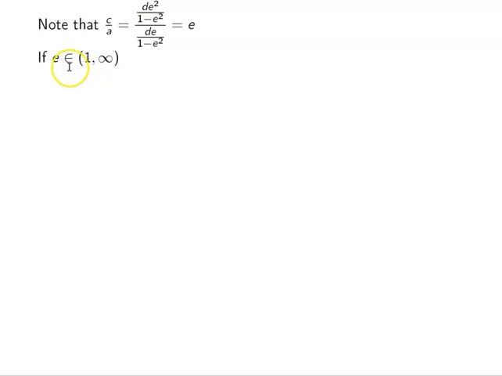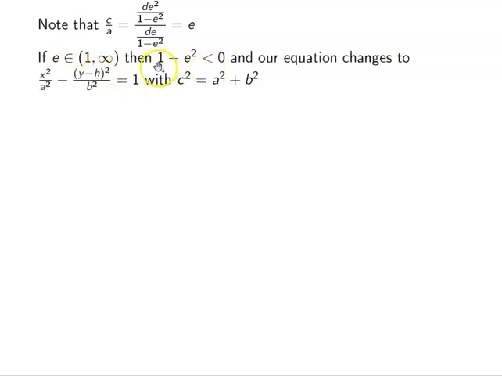So if e is between 1 and infinity, hyperbola, then this is going to be negative, right? Because my e is going to be larger than 1, so I'm going to have 1 minus something positive. And our equation then is going to change to x squared over a squared, so the larger value will be on the x side here. And we will have a subtraction, right?